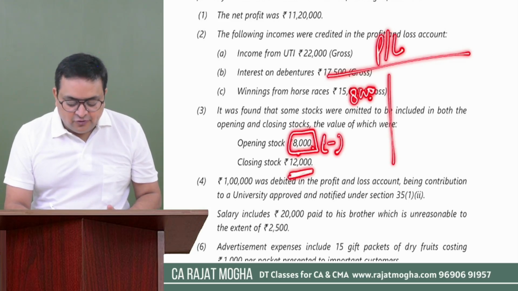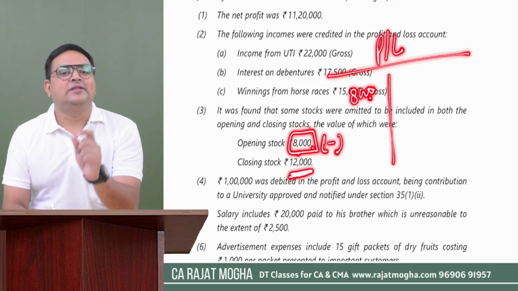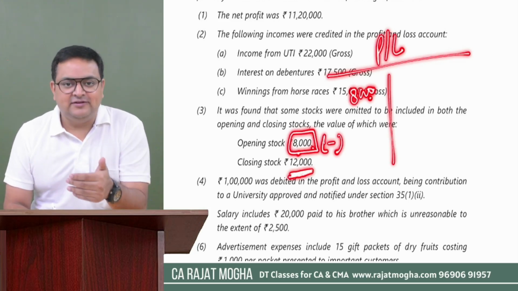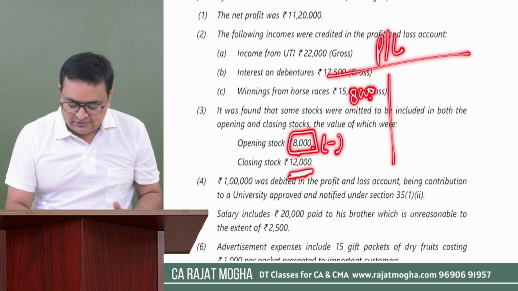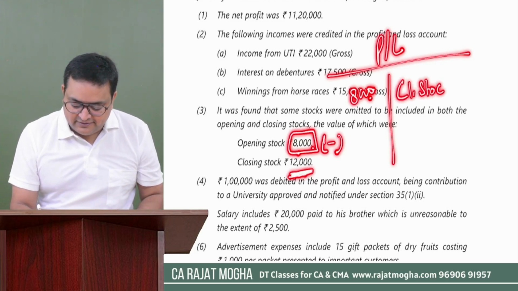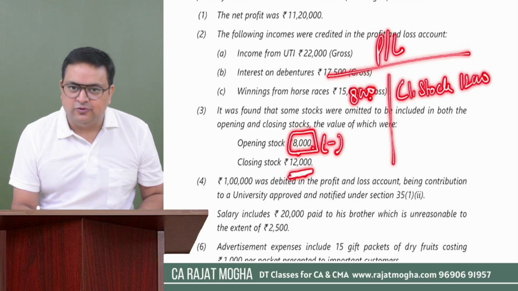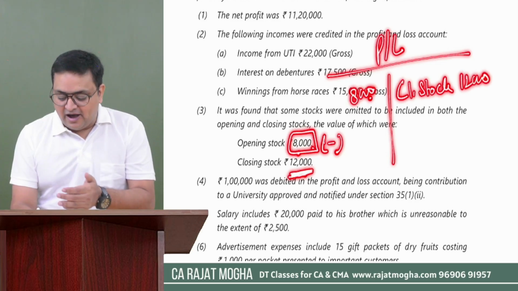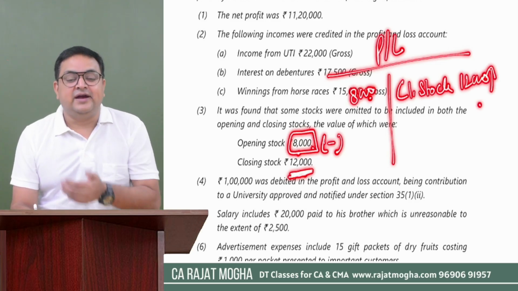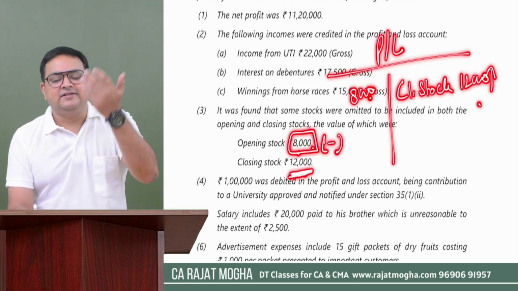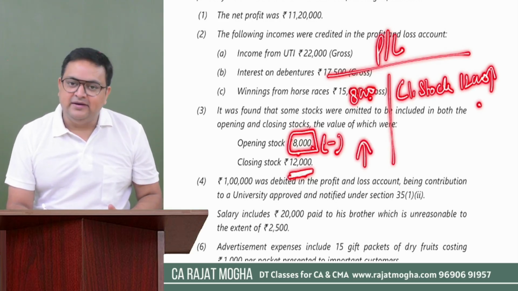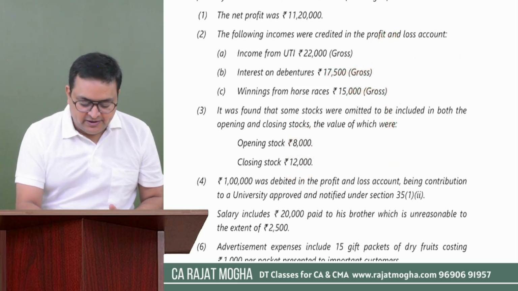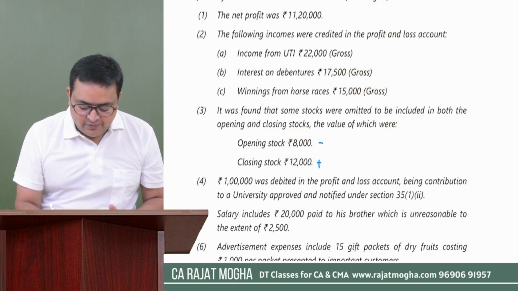Similarly, closing stock is omitted to the extent of 12,000 rupees. So if you rectify this mistake, you will put 12,000 rupees towards the closing stock. Closing stock comes on the credit side, so you will keep 12,000 rupees to rectify this mistake. Now you are increasing your credit side. That means your income is getting increased. If your income is increased, your profit will be increased. So you have to add this. So here you will subtract, here you will add.